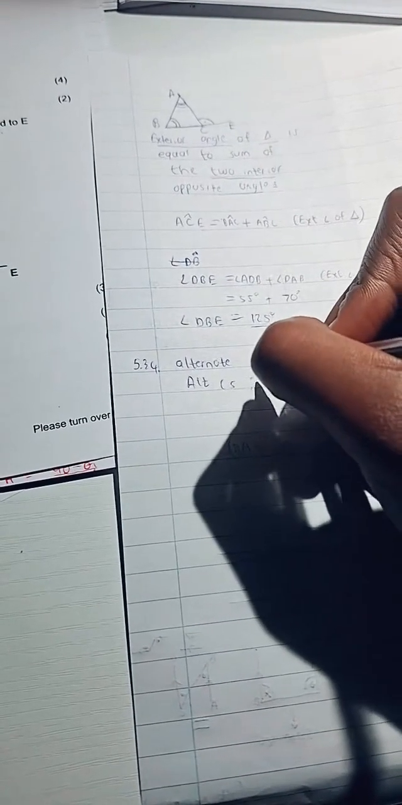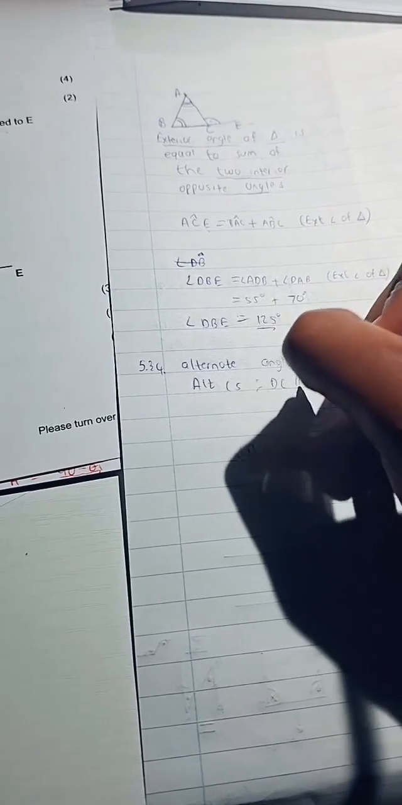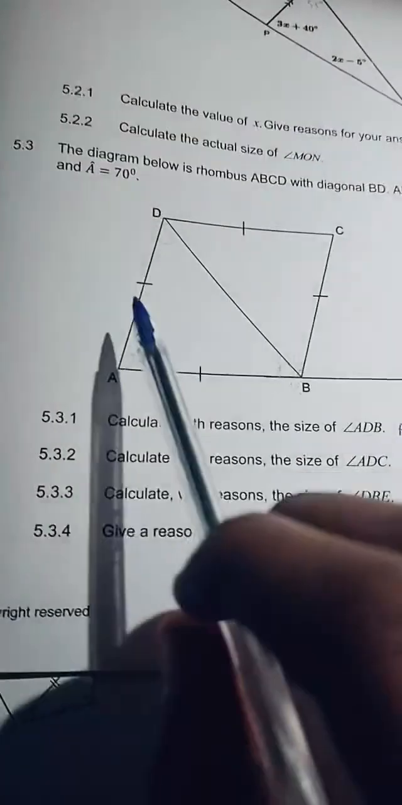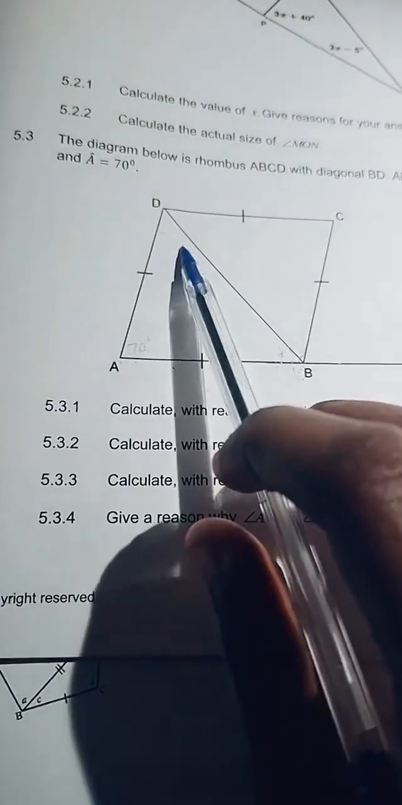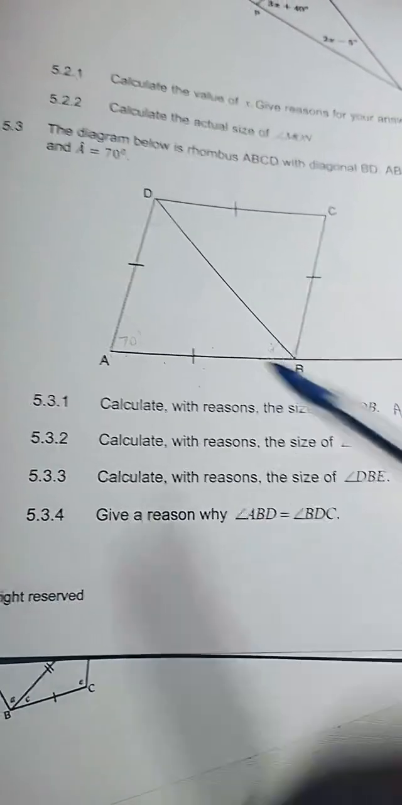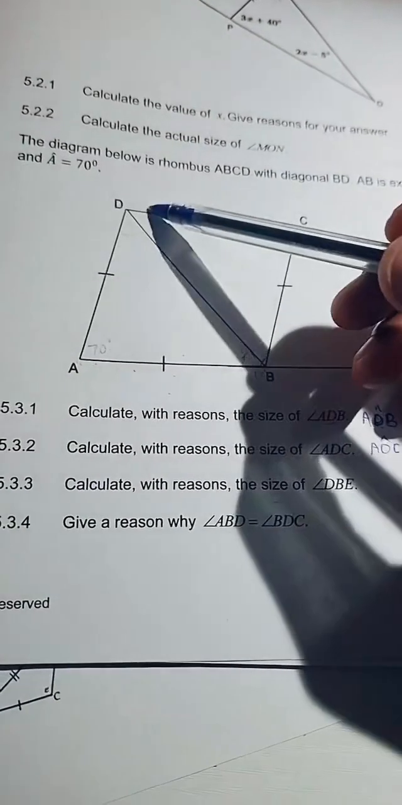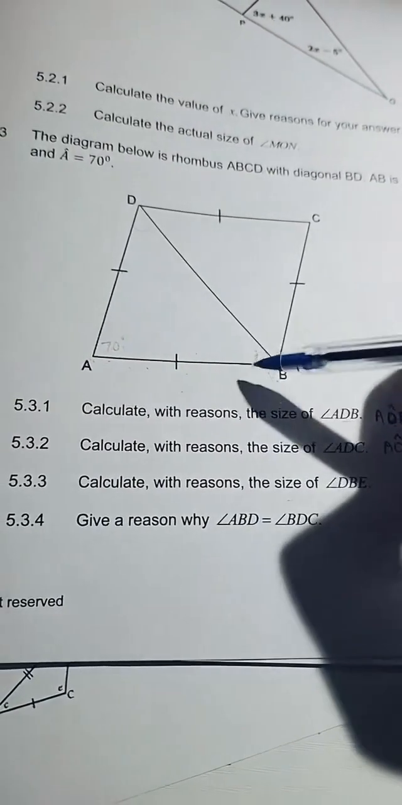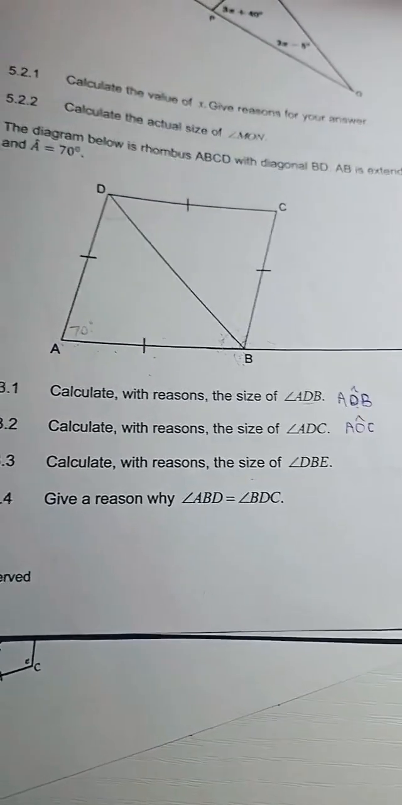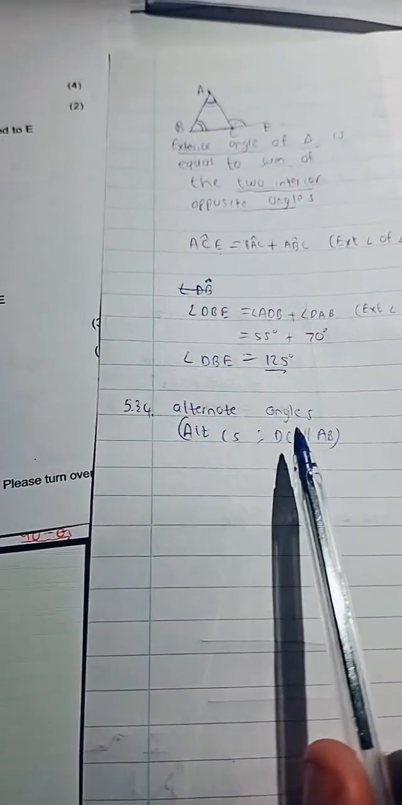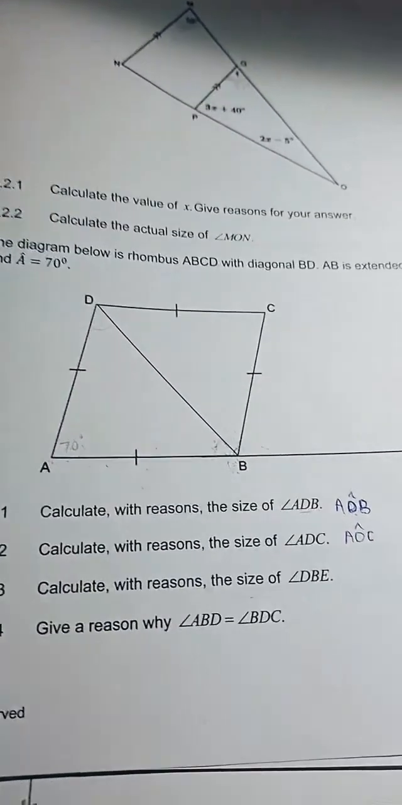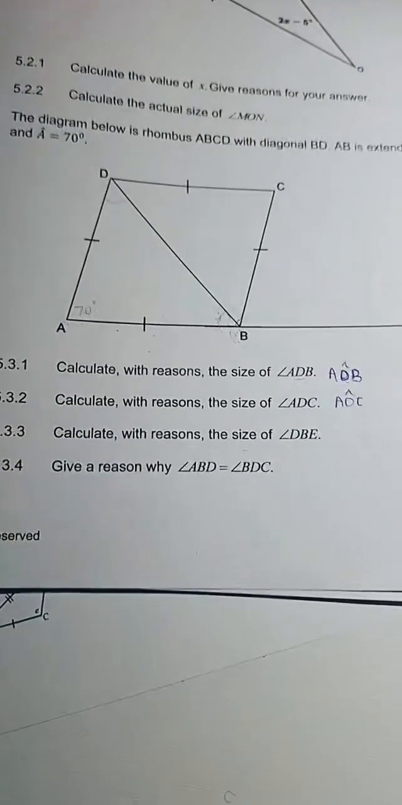Okay, so I would write alt angles, and then I would state the lines that are parallel. DC is parallel to AB. That's why angle ABD, this angle, is equal to BDC, that angle. Alternate angles are equal, right? So you write alternate angles, and then you say DC is parallel to AB. That's why the two angles are equal.